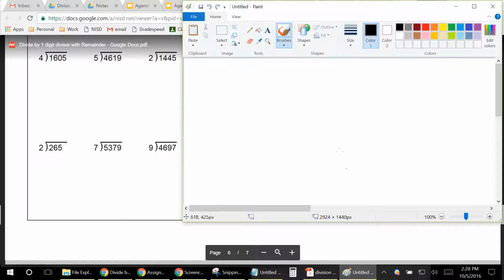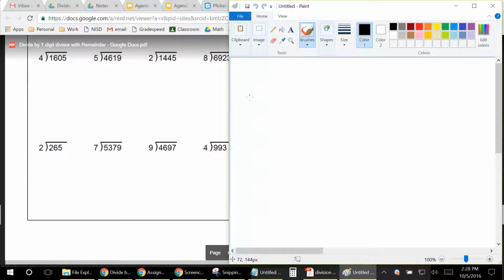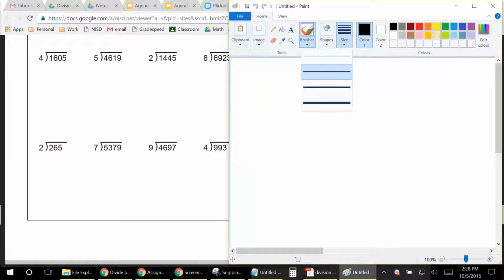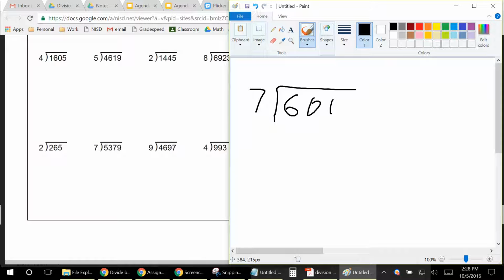Alrighty, okay. So in order to work on that, we need to get the multiplication table of 7, and I'll pull that out right now. So 7 goes into 6015. Let's get the multiplication table of 7, okay?